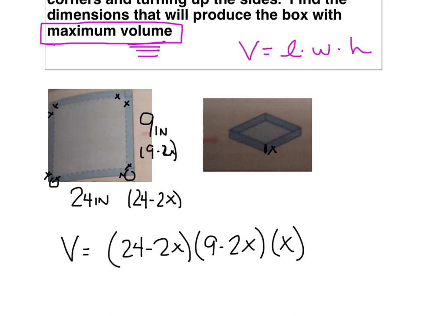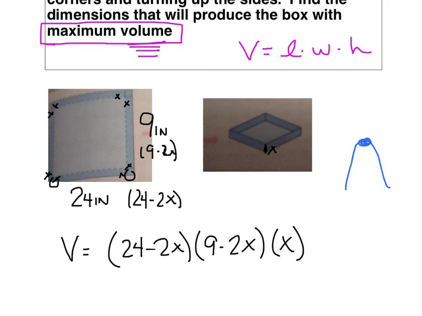Now, is there anything that's fixed here? Do I need a secondary equation? Well, look at your function. It's all in terms of one variable, and that happens every now and then. I do not need a secondary equation. Okay? Now, since I want to maximize my volume, I want to find a max, so I want to take this derivative and set it equal to 0.